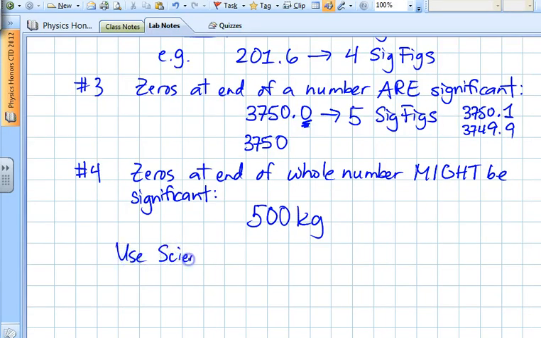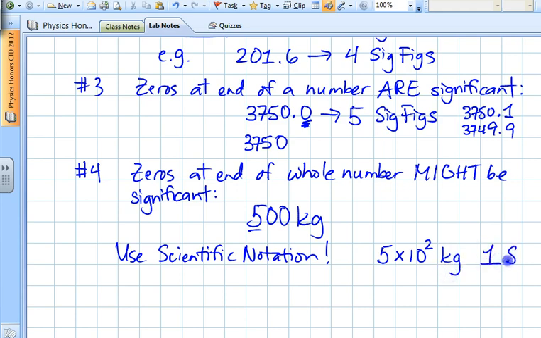So if we write this number in scientific notation, there's different ways to write it. If we truly measured it to be 500, emphasis on the 5, like it could have been 400, it could have been 600, we're not sure, then what we would write is 5 times 10 to the second kilograms, and that's one significant figure. Okay, but let's say we were a little bit more accurate and it could have been 490, it could have been 510, so then we could write 5.0 times 10 to the second kilograms. Well, that's got two significant figures.